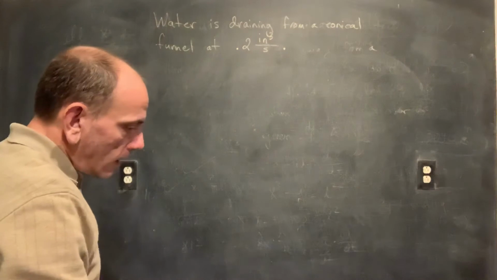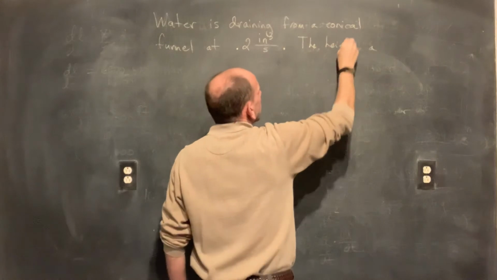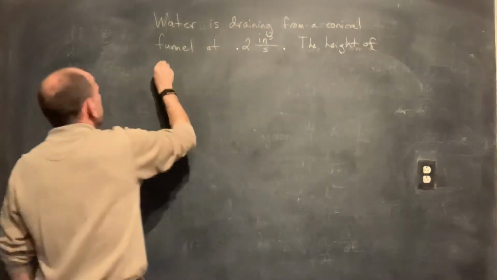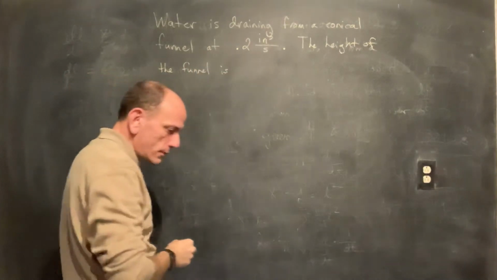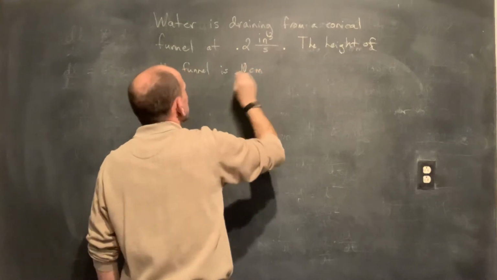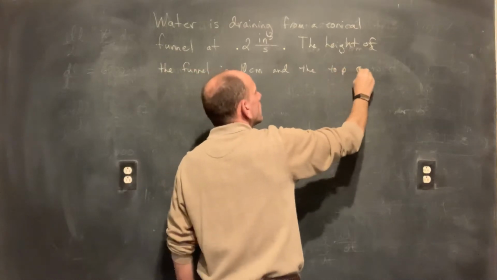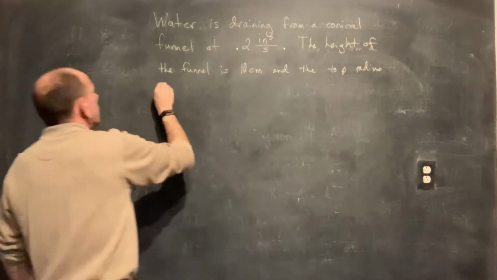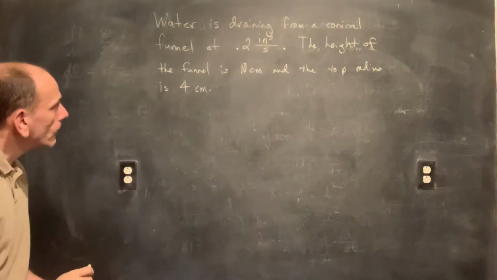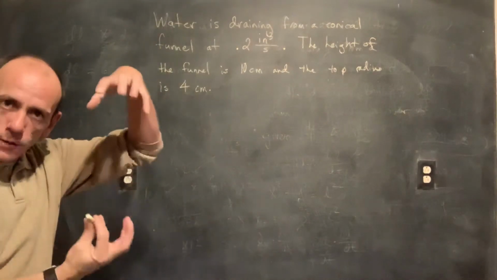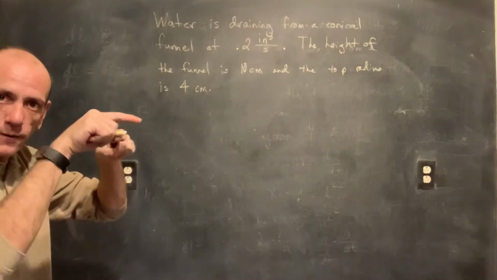Okay. Let's say the height of the funnel is 10 centimeters, and the top radius is 4 centimeters. Okay, so that's just talking about the dimensions of the funnel, the shape of that funnel. It's 10 centimeters high, and the radius at the top is 4 centimeters.